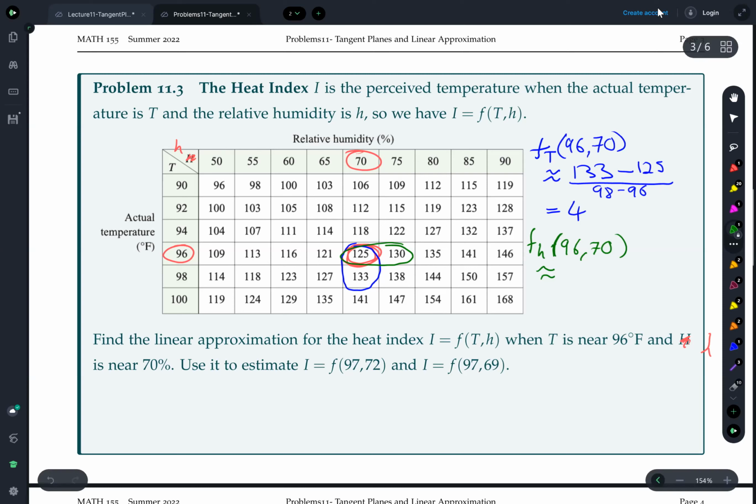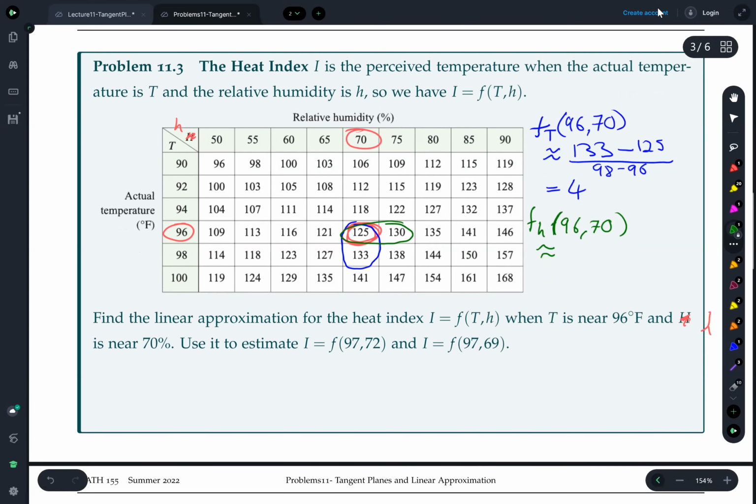Okay, what do I write here for my partial? How do I work it out? $130 minus 125, so we take the next value along, minus the previous value, 125, and then divide it by what? 75 minus 70. Okay, good. So we're going to have 5 on the top, 5 on the bottom. So it's just going to be 1.